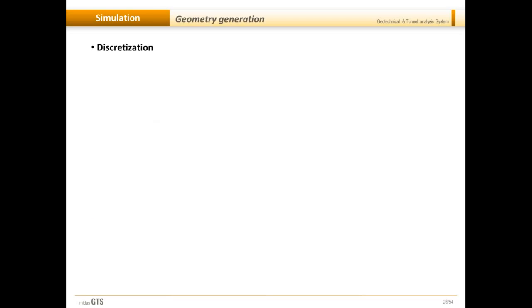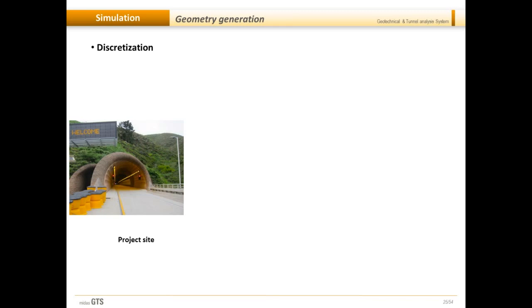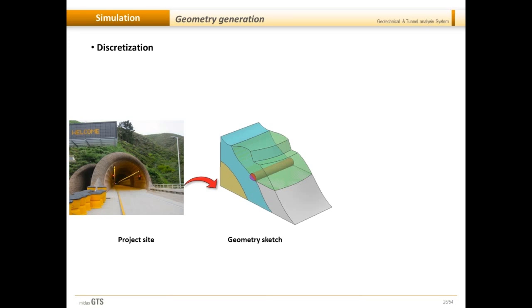So let's start with the very first step, that is geometry generation. Now in geometry generation, the first step, as we all know, is reviewing the project site, getting the reconnaissance and survey data, getting the boring log data to come up with the basic inputs for generating the model. So the step 2 is generating the geometry itself.